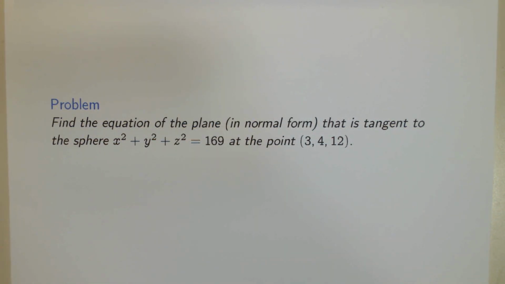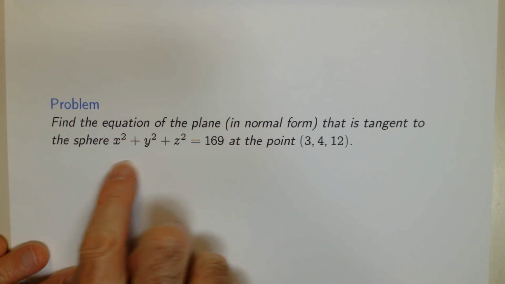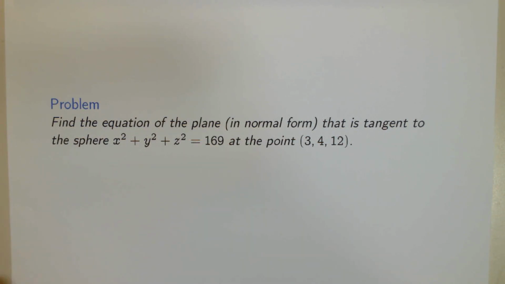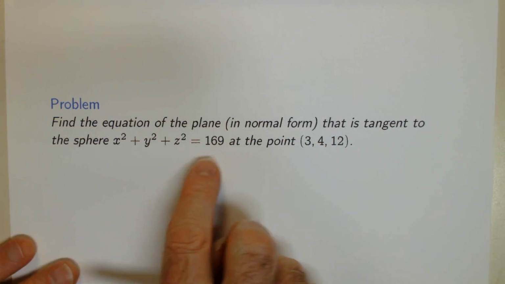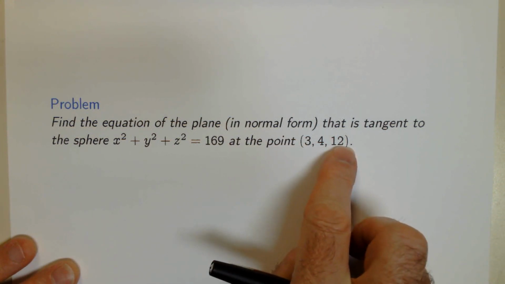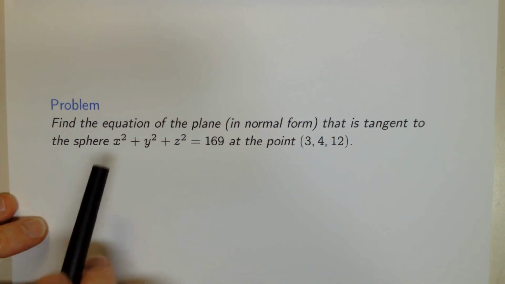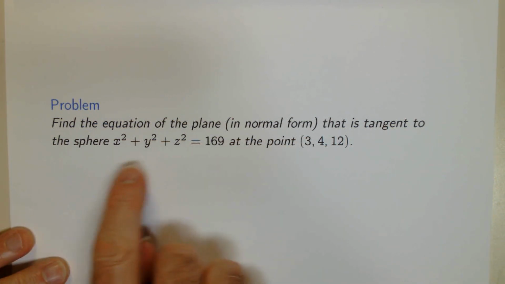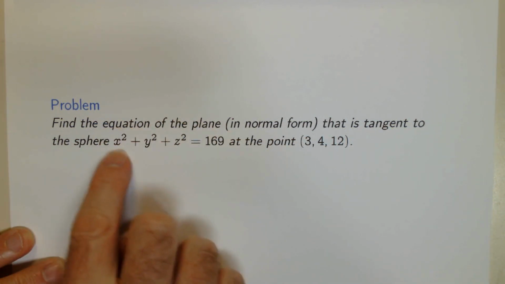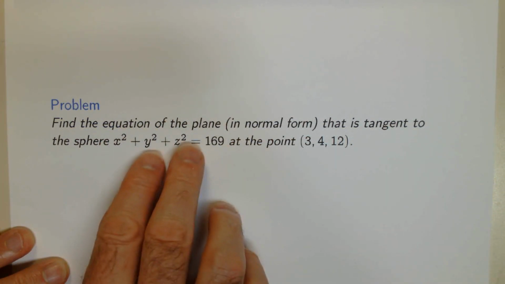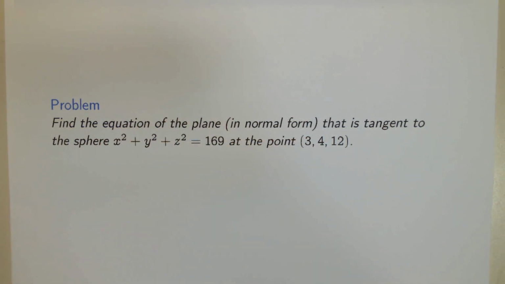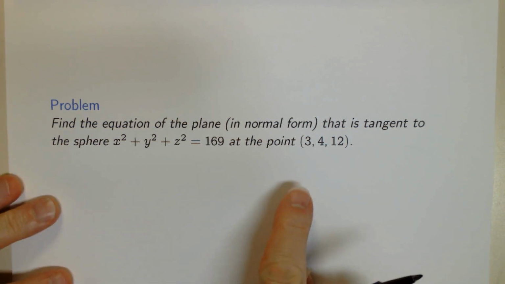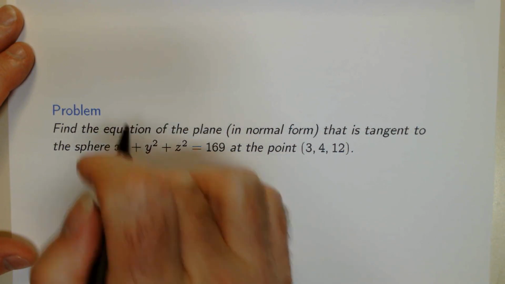We want to find the equation of the plane in normal form, and we'll do it in general form, that is tangent to the sphere x squared plus y squared plus z squared equals 169. So that would be the general equation for a sphere of radius 13 in three-dimensional space. And at the point 3, 4, 12, so we want to find the plane that's tangent to the sphere at this point. And by just plugging in 3, 4, and 12, you can see that that's going to satisfy this equation. So this is a point on the sphere. So we have a point. Let's call the vector whose tip sits at 3, 4, 12 vector P.